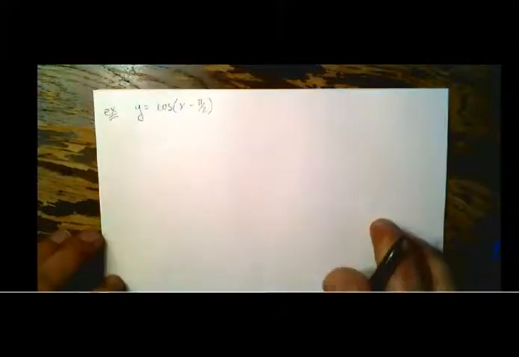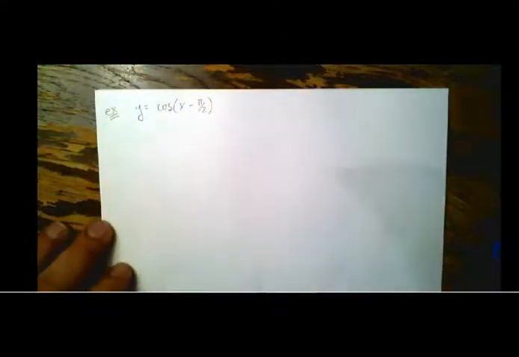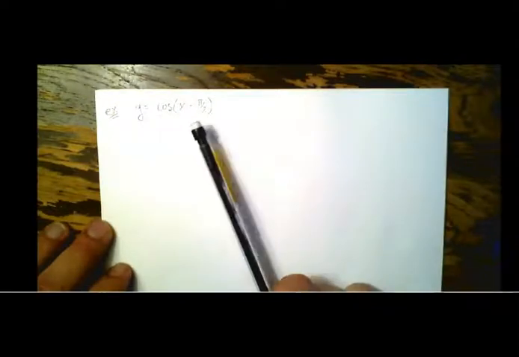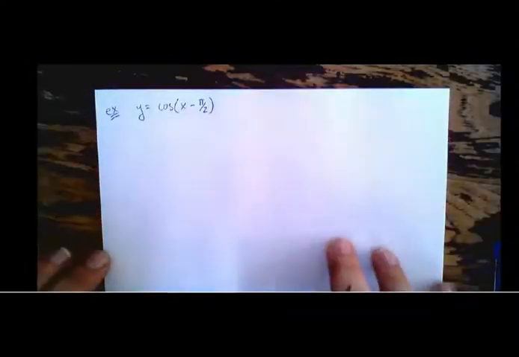All right, same thing. We want to graph this guy: y equals the cosine of x minus pi over 2. It looks as though we are within the x here, so we're dealing with a horizontal shift of pi over 2 units, okay? Horizontal shift of pi over 2 units.